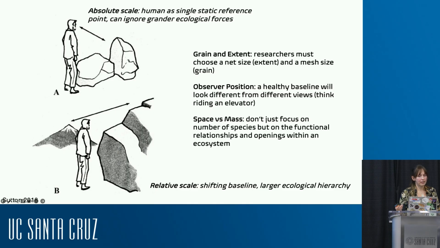What's our grain and extent? How big is our net? And how small is our mesh size for what we're catching in our net? What are those scales that we need to use? What about our observer position? If we're riding an elevator up and down looking at a landscape, we're going to have a different view of what that biodiversity baseline might look like. And what about space versus mass? How do we not just focus on the number of species, but also focus on the functional relationships and the openings within an ecosystem? This is from a really awesome paper from Sutton, 2018.